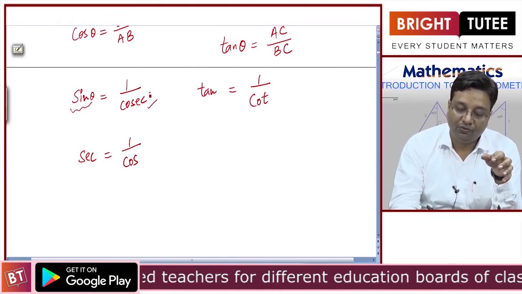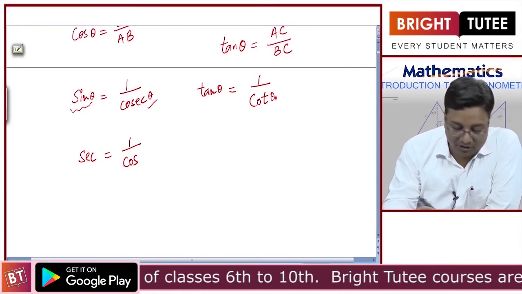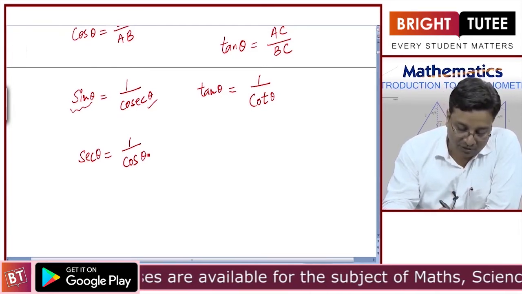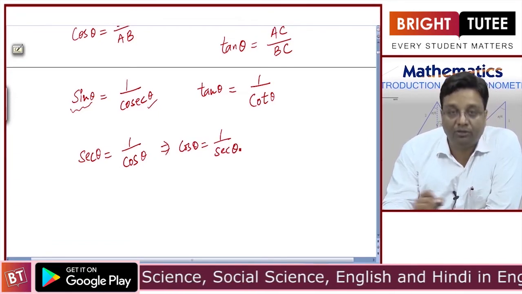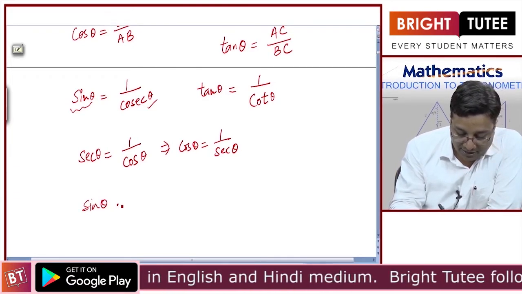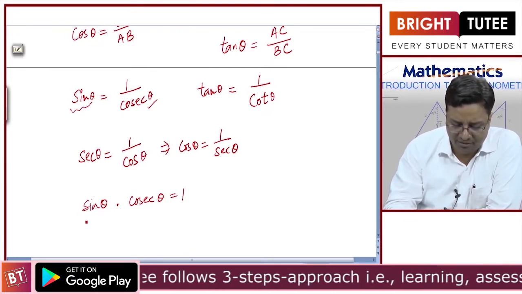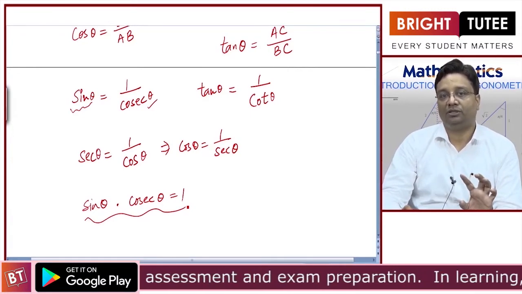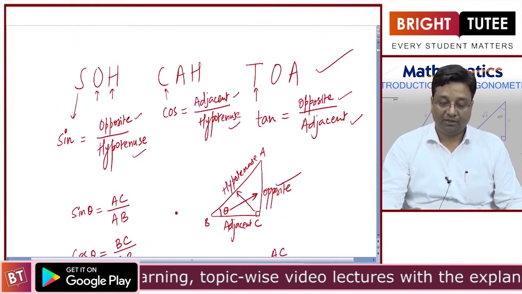Sine theta is equal to 1 upon cosecant theta, right? So tan theta is equal to 1 upon cot theta. Secant theta is equal to 1 upon cos theta, and vice versa also. So this will mean cos theta is equal to 1 upon secant theta also, right? Also, in some books it can be written that sine theta into cosecant theta, this product, is equal to 1, right? This is pretty obvious, because when the product is equal to 1, both the things are reciprocals of each other, right? So now I think all these ratios are clear to you.